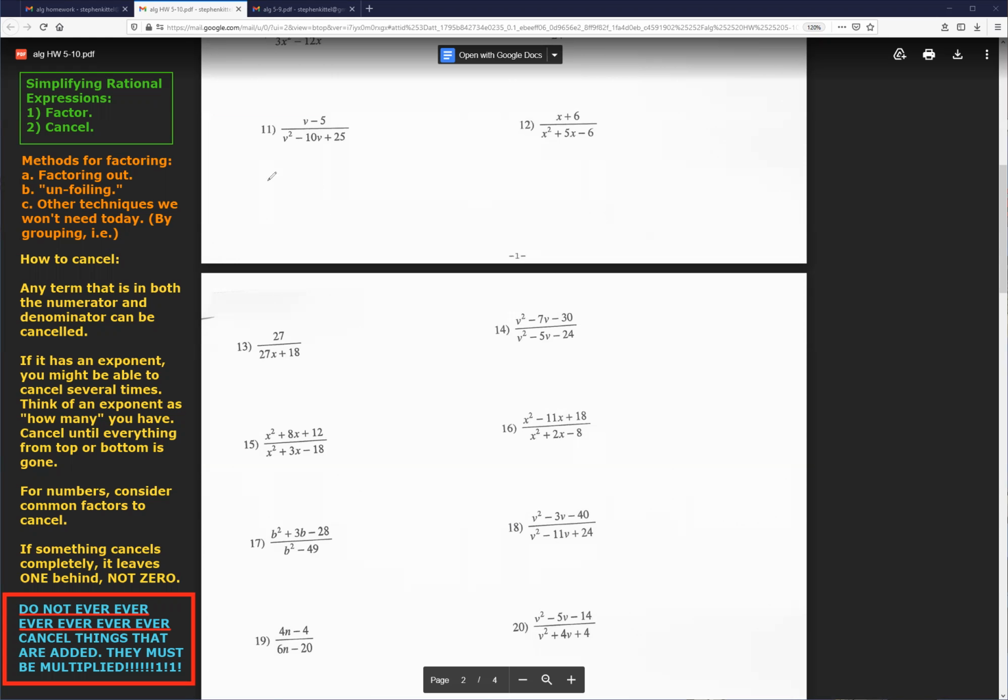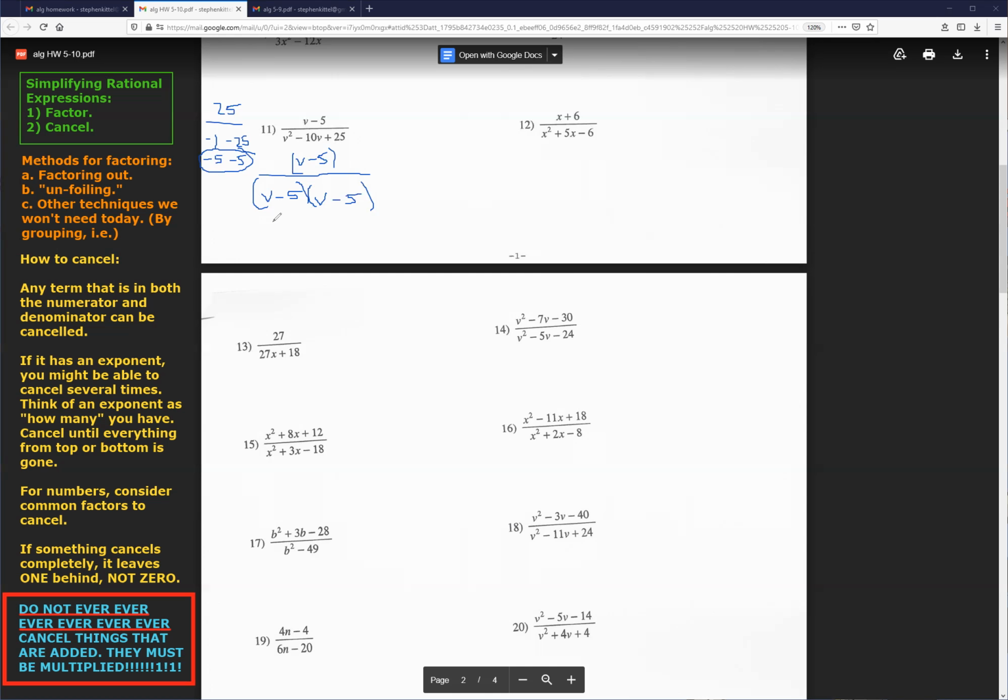But we can write that as something times something. We got a v squared in front, so we're going to write v and v. And then we need numbers that multiply to make 25 and add together to make negative 10. Now, if they're adding together to make a negative, but multiplying to make a positive, that means they're both negative numbers. So either we have -1 and -25, or we have -5 and -5. And in order to get negative 10, we're going to use the -5 and -5. So this is v minus 5 times v minus 5.